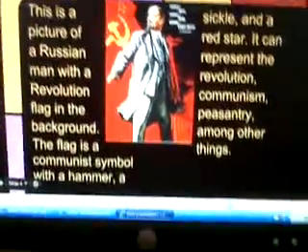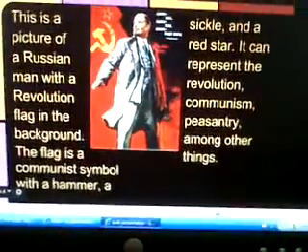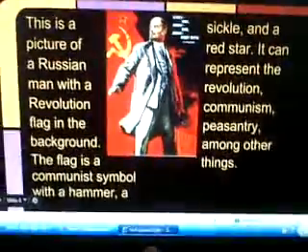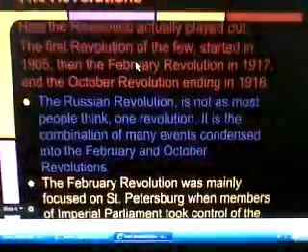This is a picture of a Russian man with a revolution flag in the background. The flag is a communist symbol with a hammer, a sickle, and a red star. It can represent the revolution, communism, peasantry, among other things.